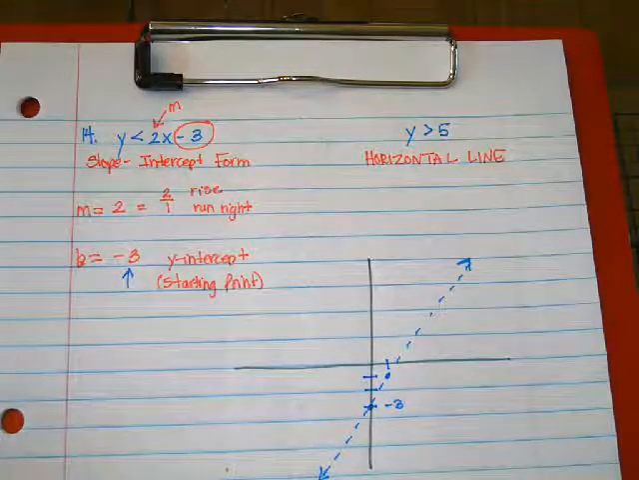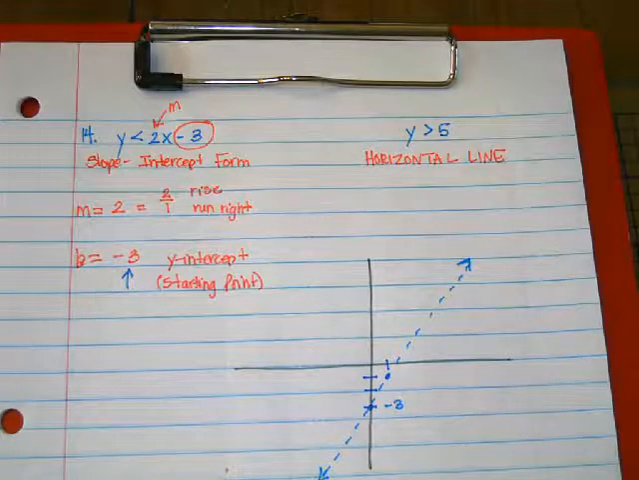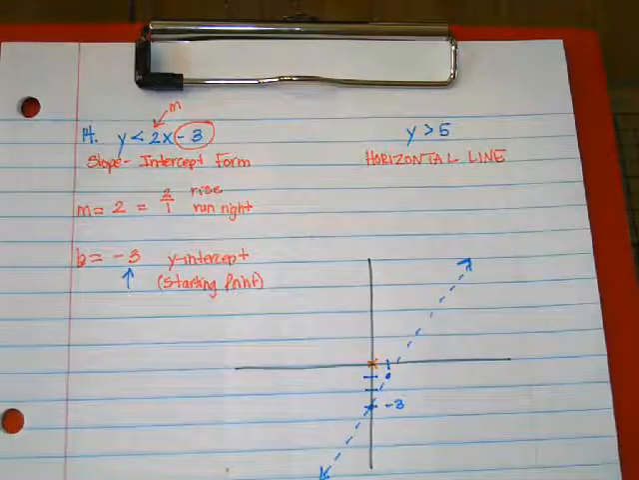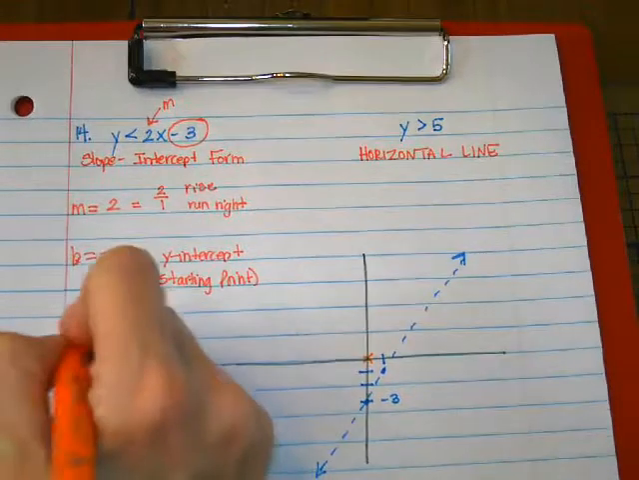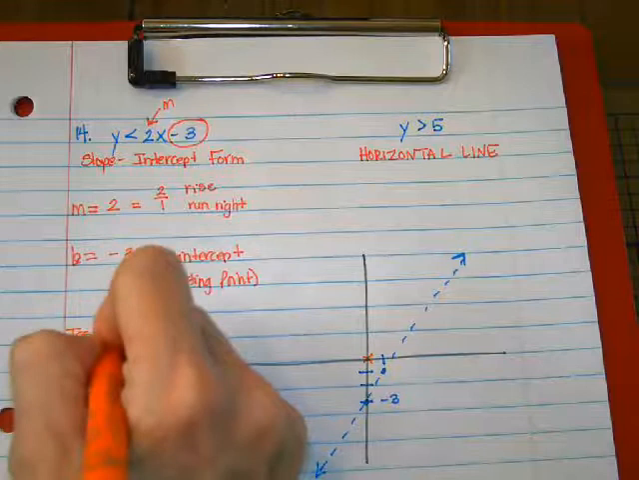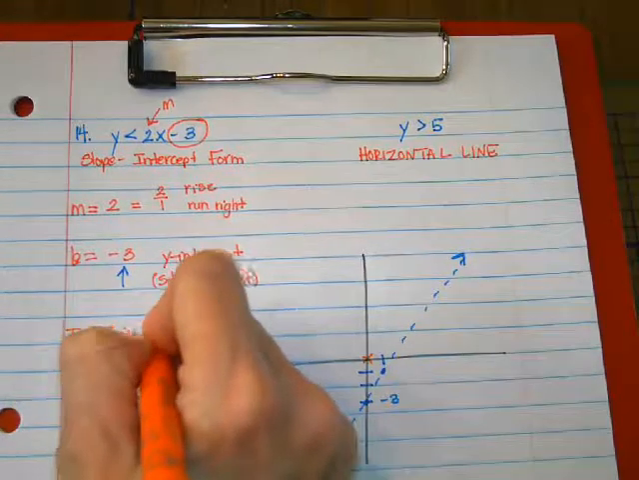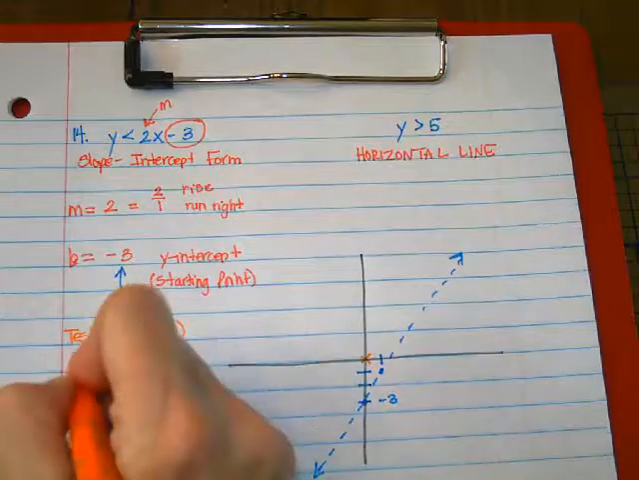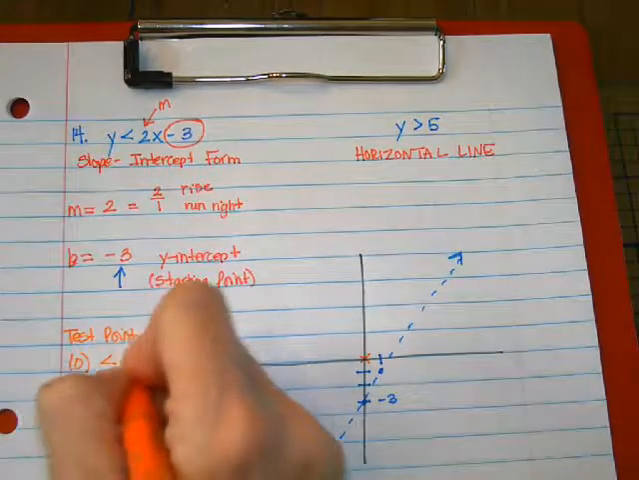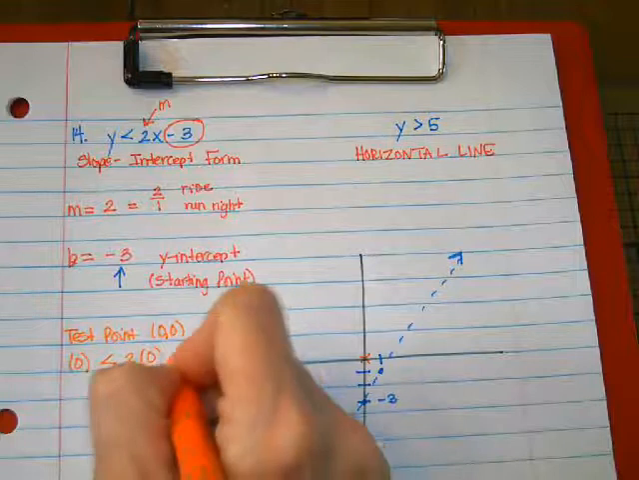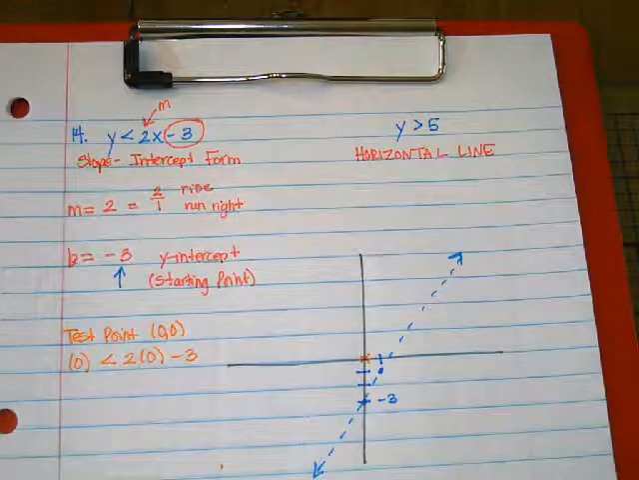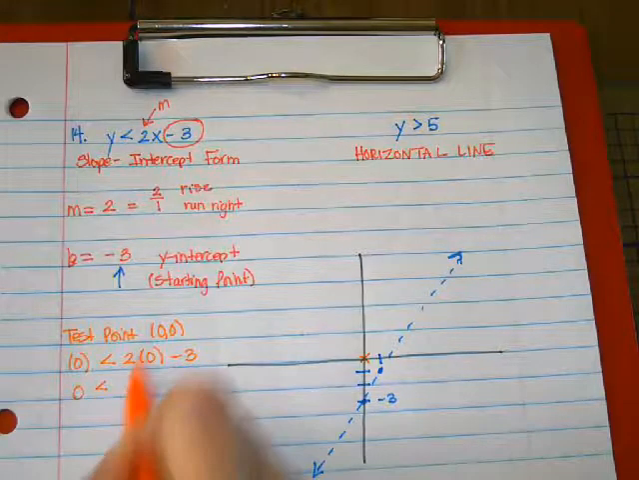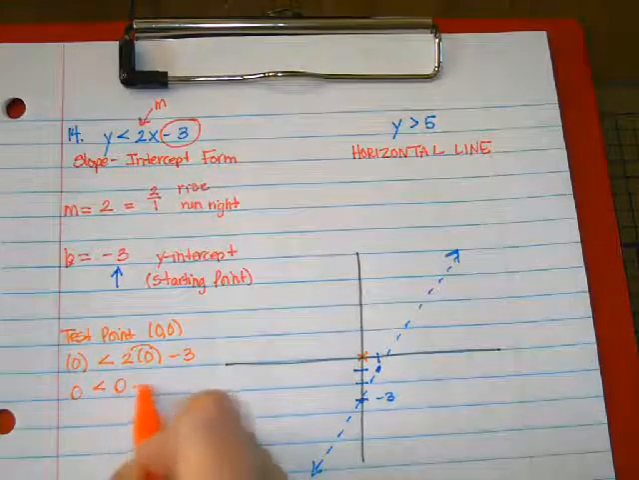All right, so now, Angel, what test point should I use? That's correct. My test point will be 0, 0 because my line does not pass through the 0, 0. So test point will be 0, 0. All right, so I'm going to replace my y value with 0, less than 2 times 0, minus 3. So there's only a 1 in front, so 1 times 0 is still 0. 2 times 0 is 0, minus 3.